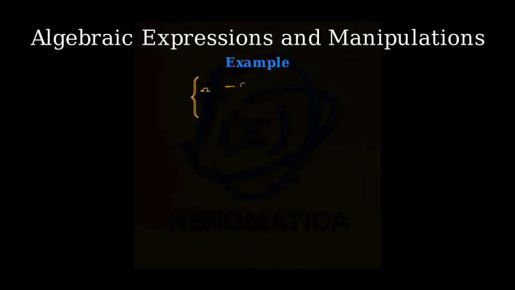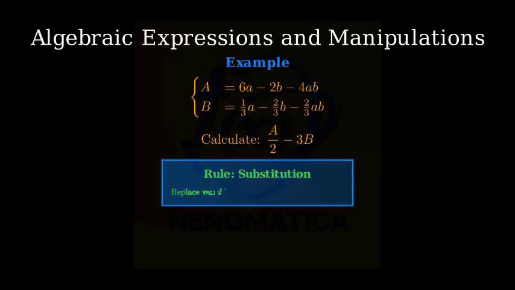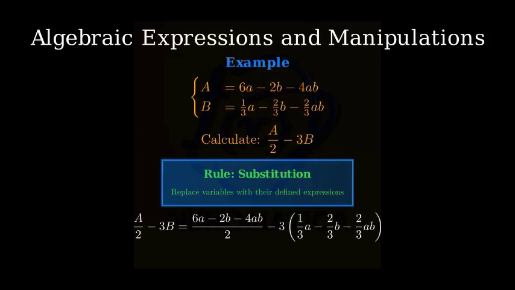Let's look at our example. We are given the following expressions. A equals 6a minus 2b minus 4ab, and B equals 1/3 a minus 2/3 b minus 2/3 ab. We need to calculate the value of A over 2 minus 3B. Let's start by substituting the expressions for A and B into our target expression. We have A over 2 minus 3B.